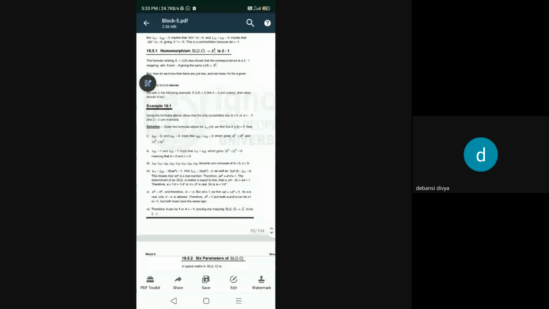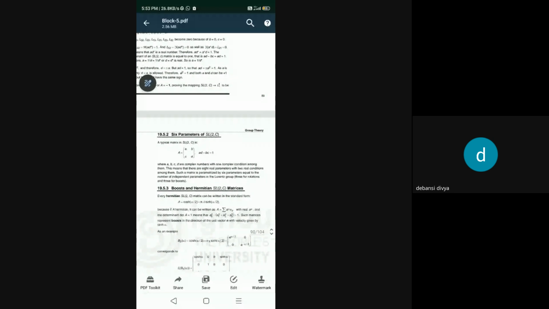There are some worked out examples you can try, and if any doubt, you can ask me. One of them, using the formula above, shows the only possibility is that A is equal to 1 or A is equal to minus 1, that is, 2 cross 2 unit matrices, and the solution is there on the screen. If you have doubt at any point of time, then you can ask.